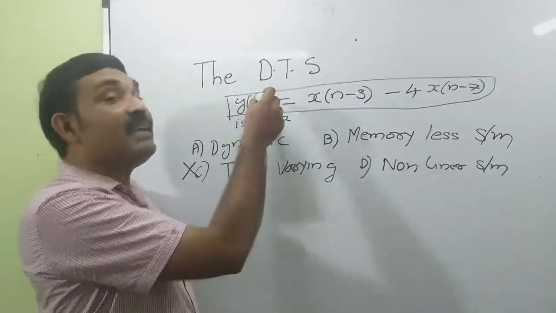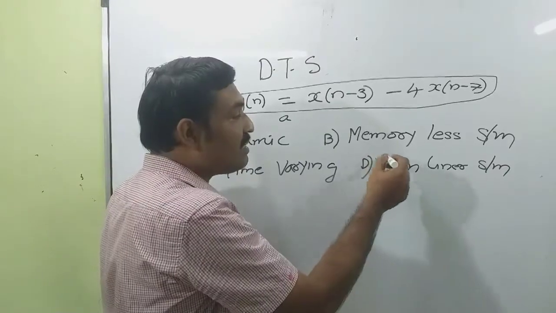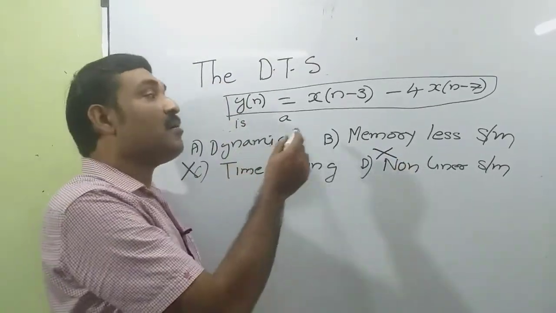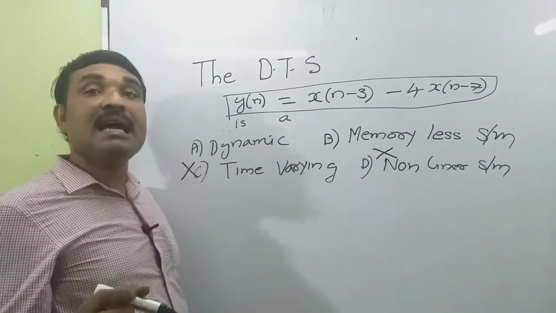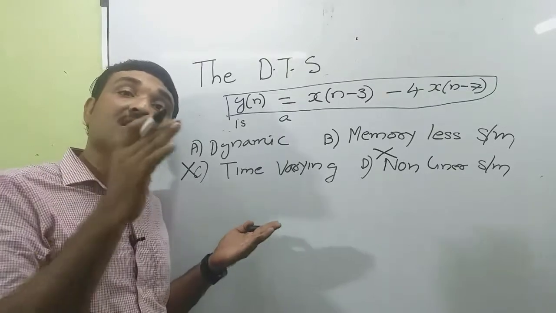Now this is a linear difference equation, so the system is linear. Option D, non-linear, is also wrong. Now we want to check whether it is a dynamic or memoryless system. Dynamic system means a system having memory to store the past values.